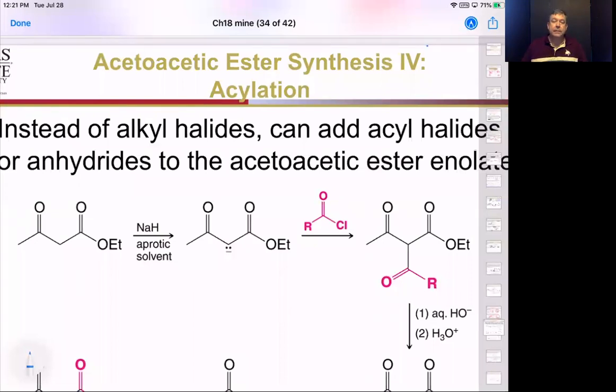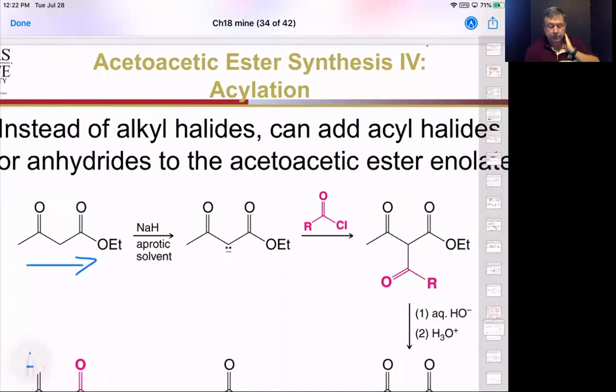So we learned that we could do nucleophilic substitution reactions on acyl halides, or carboxylic acid halides. We can do that reaction using our enolate as our nucleophile. And in the case of this compound here, what we do to make our enolate is to use a base.